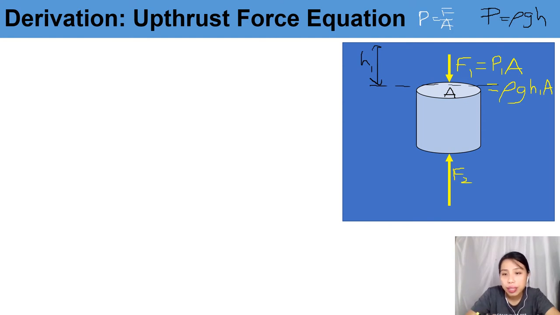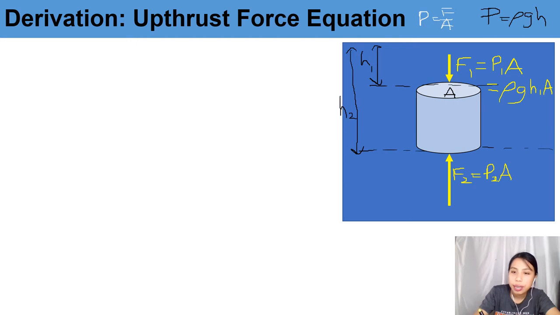Bottom, same thing. Force will be the pressure 2 times A. So now you are much deeper already. So this will be called h2. At this depth, more water is pressing on everything. So the pressure down here is higher already. If you use the same steps of expanding it, the pressure at the second position will be rho g h2 times the cross-section area. That is the second force. That's how I can calculate it.